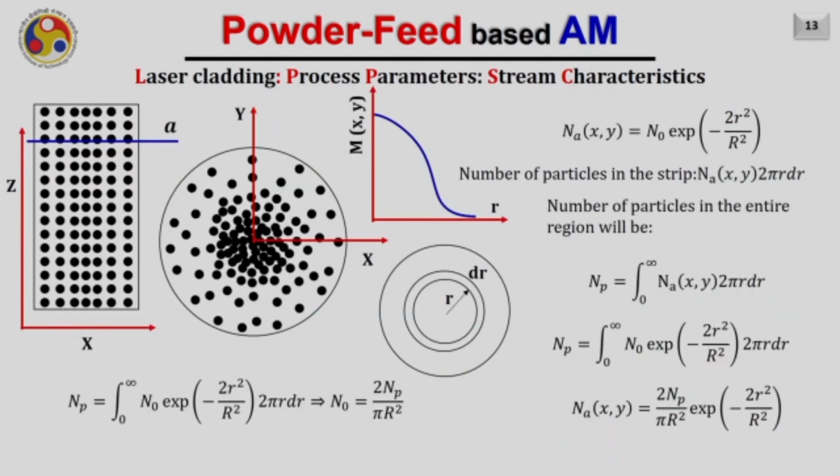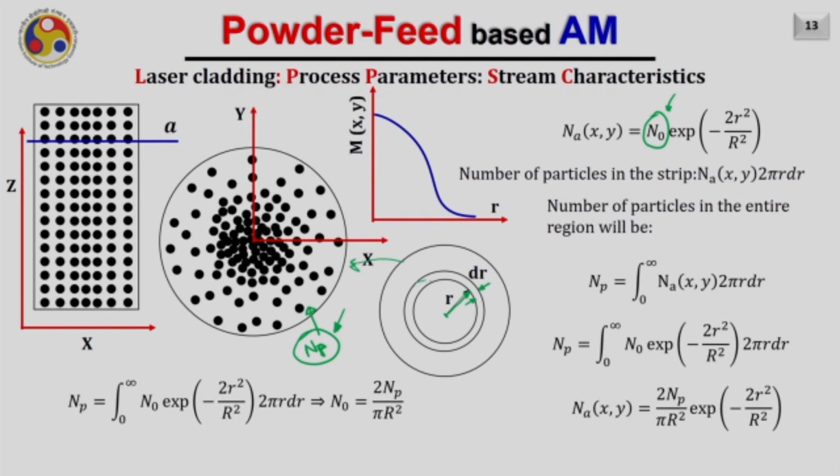Now let us try to find out the value of this n naught in terms of some known parameters. So what is known to us? We may know that there are a total number of particles available in a particular slice, and I am writing it as Np. So let us try to find out the value of n naught in terms of Np. So how can we do that? Let us assume that at a distance r, I have a strip of width dr in this zone only.